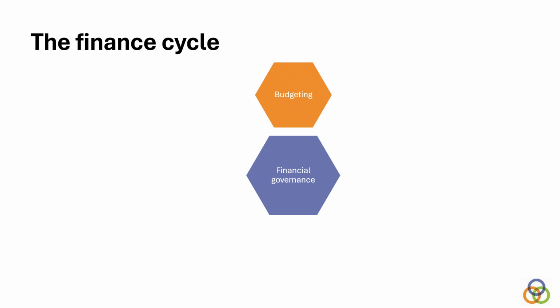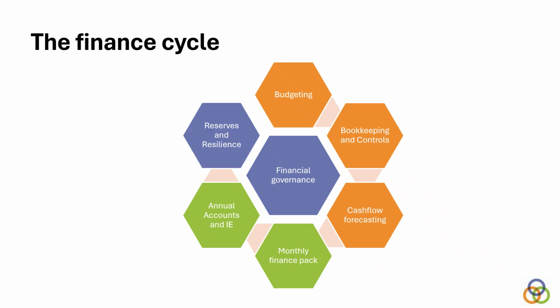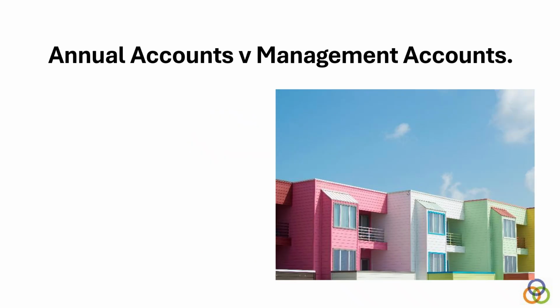We all have a finance cycle. Everything is underpinned with good financial governance. We start the year with a budget. We go out, do stuff, and have bookkeeping to track what's going on. We have a cash flow forecast to keep looking forward. And then we want a monthly finance pack that shows us where we've been and where we're going. At the end of the year, we take our bookkeeping data and put it in our annual accounts. And at that point, we do a reserves and resilience review, and the process starts again.